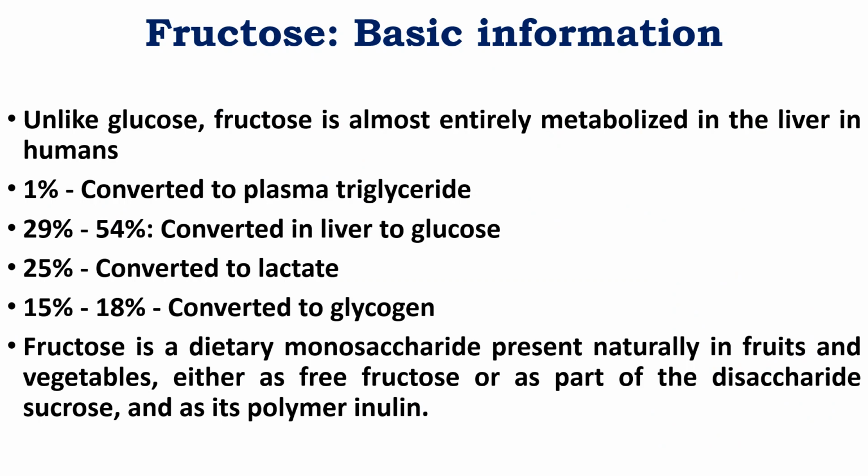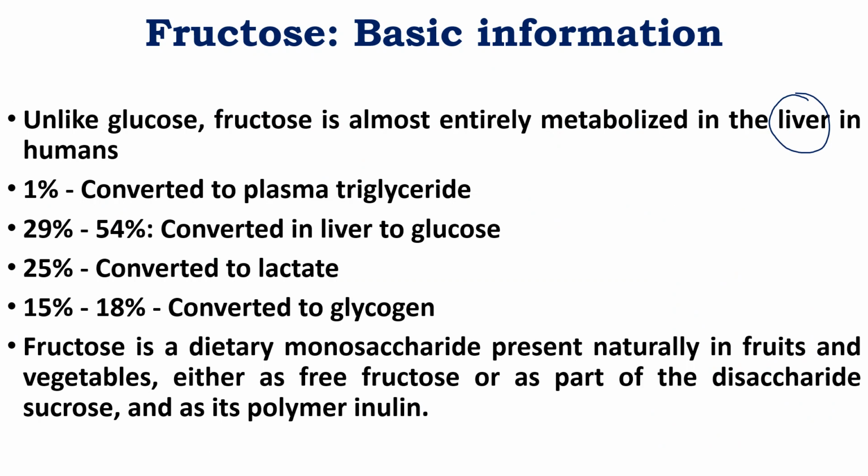Now, unlike glucose, fructose is almost entirely metabolized in the liver. Fructose may be metabolized in some other tissues also, but almost 100% of fructose metabolism occurs in the liver. Whereas glucose is required for almost all the cells of our body, whether the cells have mitochondria or not. For example, RBCs don't have mitochondria, but they do glycolysis. So every cell of our body requires glucose for normal energy production.